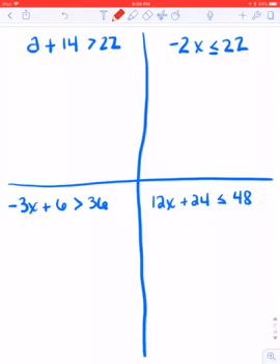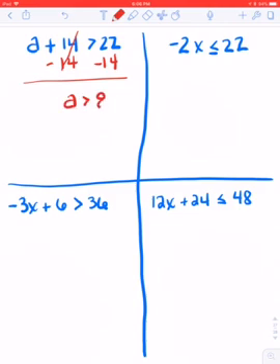Okay, guys, let's take a look at reviewing our one-step and two-step inequalities that we are going over today. So if I look at this first piece that I have over here, to be able to get a by itself, I'm going to have to get rid of that positive 14. So I'm going to start by subtracting 14. So this will cancel. I'll be left with just a. On the other side, I'm going to be left with 8. And that's going to be my final answer.